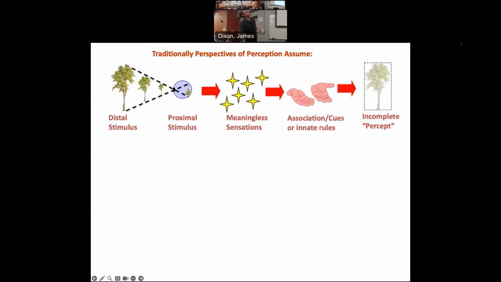Eventually, this is going to give rise to some sort of incomplete, kind of sketchy percept. You have an internal sense of what's happening, but it doesn't fully specify what's going on in the world. We sometimes talk about this as an incomplete percept, or a fellow by the name of David Marr made very famous this idea of a 2.5D sketch. It's like a rough sketch of what's happening.